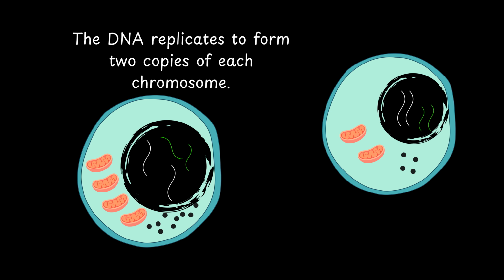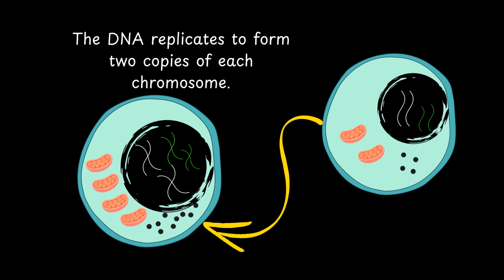The next thing that happens is that the DNA replicates to form 2 copies of each chromosome. Students, always remember the end result. The end result is to form 2 cells that are genetically identical. So at the end, the 2 cells should have the same number and the same type of chromosomes. All right, so let's look at it. Our chromosomes are replicating.